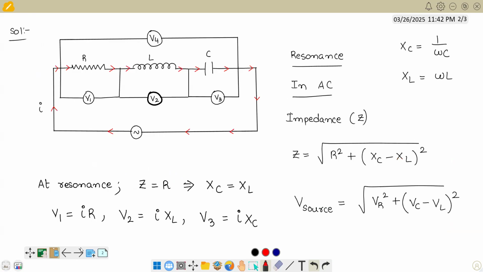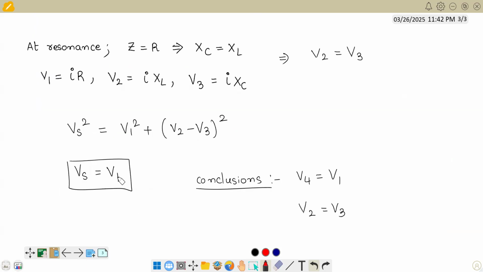Hope you understood how I have solved. Remember this: what is the condition for resonance? Just rewatch it again, and how we have concluded V source equals V1 and how we have concluded V2 equals V3. Hope you understood how I have solved. Thank you.